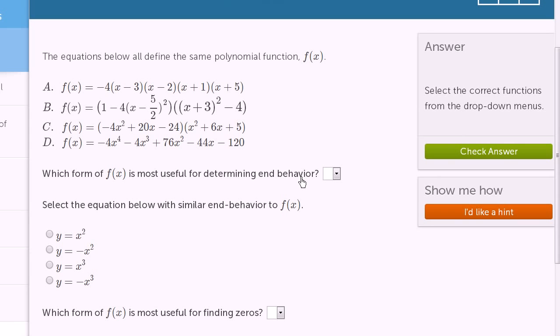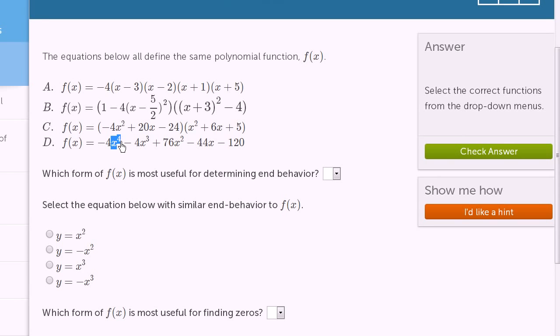So when we think about end behavior, we really want to focus on the highest degree term. We really want to focus on this term right over here, because as x becomes very, very positive, this term is going to dominate. And as x becomes very, very negative, this term is going to dominate. And so this term is really going to describe what the end behavior is.